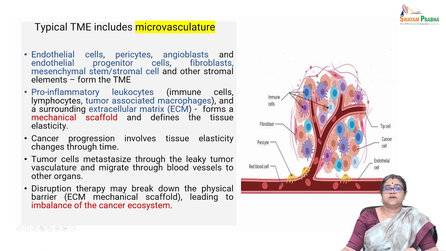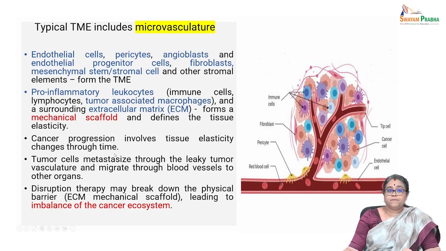There are several cells present here. You have the endothelial cells, the pericytes, the angioblasts, the endothelial progenitor cells, fibroblasts, mesenchymal stem cells or stromal cells, and other stromal elements. All these cells form the tumor microenvironment. And then these cells will be secreting certain growth factors and certain chemicals, which are called pro-inflammatory cytokines. The pro-inflammatory leukocytes, which are the immune cells, the lymphocytes, the tumor-associated macrophages, they are all kinds of leukocytes, kinds of WBCs, which release certain pro-inflammatory cytokines. That is, they will cause inflammation. So all this surrounding the extracellular matrix forms the mechanical scaffold. The whole thing is like a mechanical scaffold, and that will define the tumor elasticity.